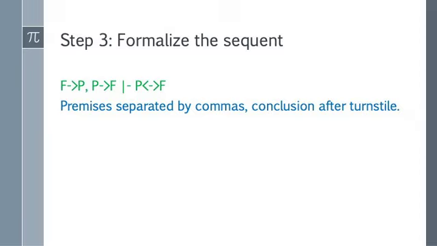Step 3, formalize the sequence. So we had two premises, F arrow P and P arrow F, and then we had the conclusion, P double arrow F. The premises are separated by commas. The conclusion is after the turnstile. That's true for every sequent.